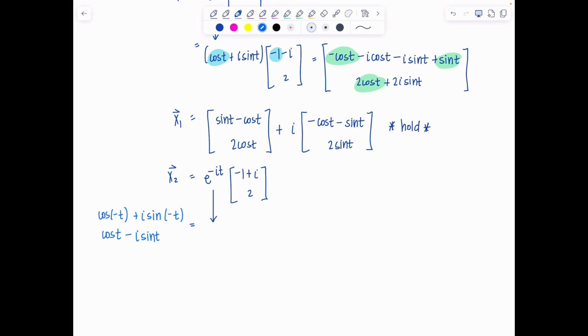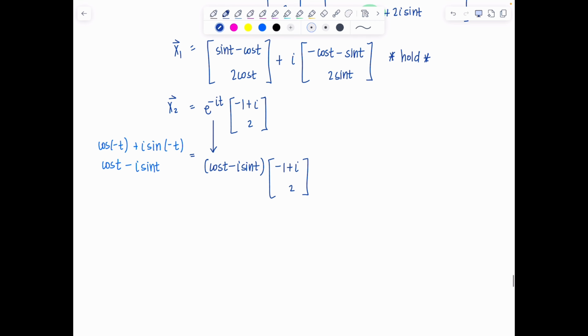Okay, so then I'm going to have cosine t minus i sine t times the vector negative 1 plus i, 2. So let's multiply it out the same way, and then we're going to separate the real part from the imaginary part, just like we did with x1. So in the first row, let's see, it'll be negative cosine t plus i sine t plus i cosine t minus i squared sine t, but what will that simplify to?